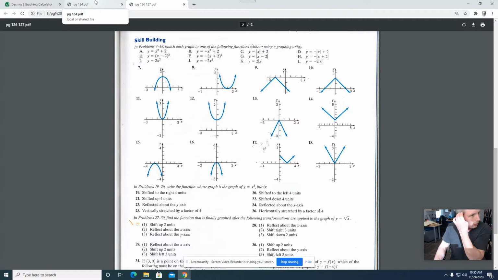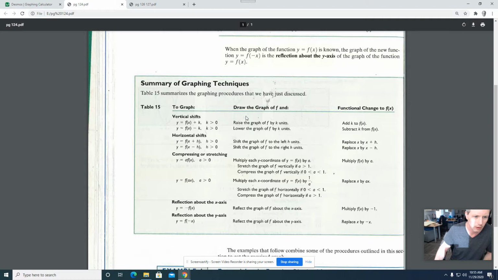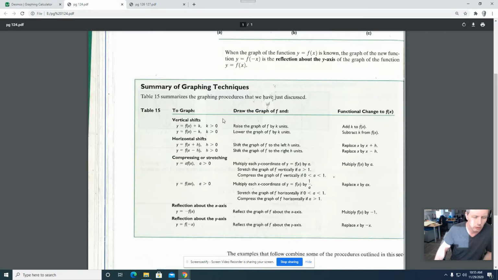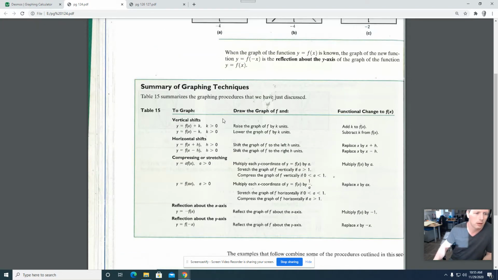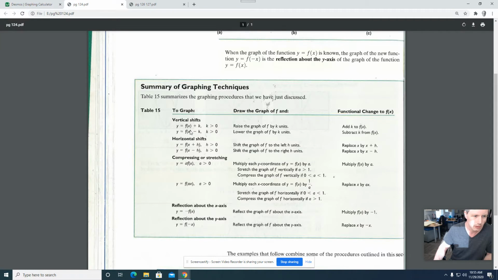All right, so what are transformations? Well, I'll give you the rules, which are right here. Transformations are how we move a graph around, how we move a function that we have graphed around. I'm going to use the Desmos graphing calculator right here to give you an idea of how we do that. So these are the actual rules right here.